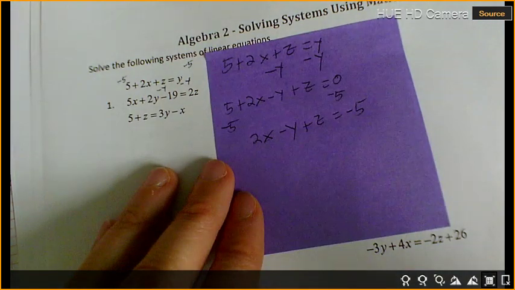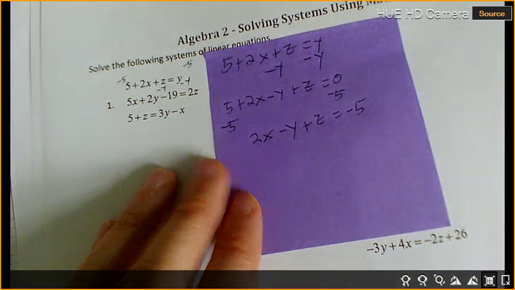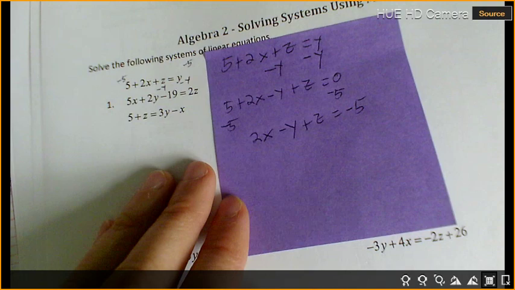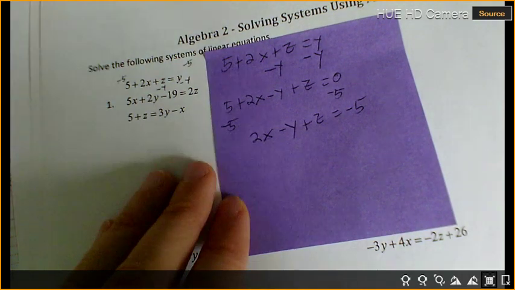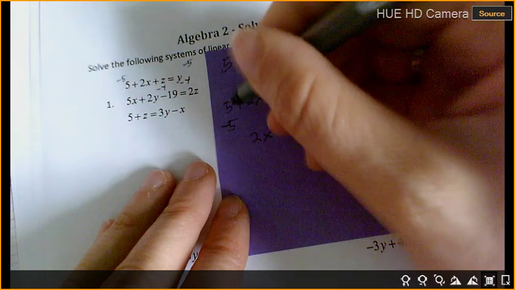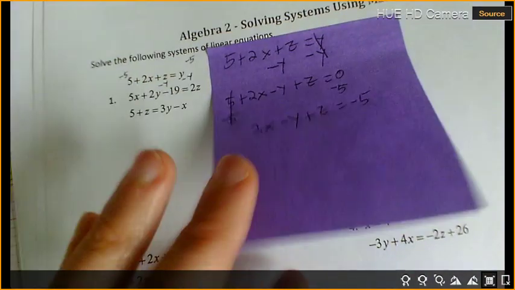Okay? I moved all the x's onto one side, all the y's onto one side, all the numbers that don't go with it on the other. I just got rid of y's, just got rid of 5. That's it. Okay?